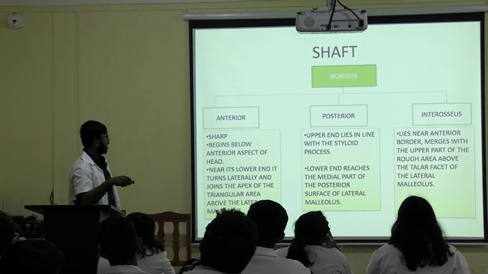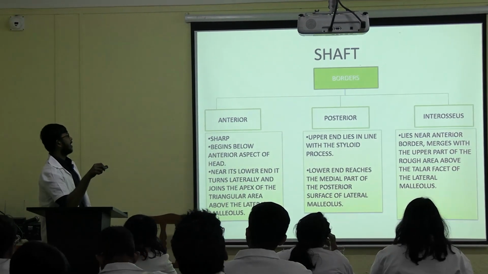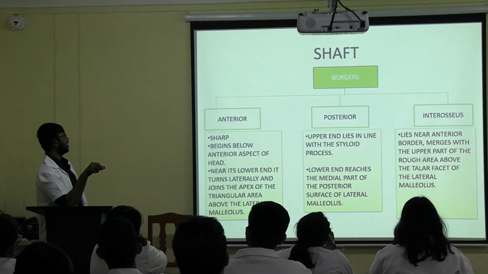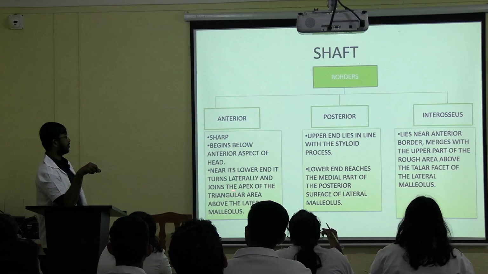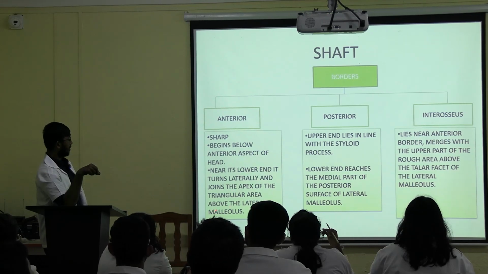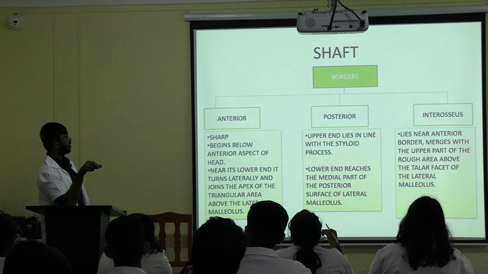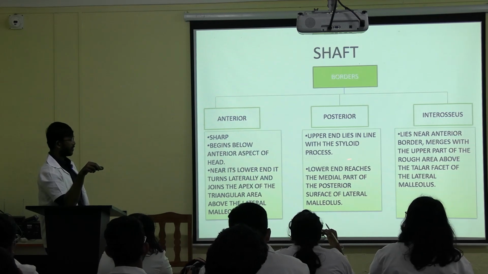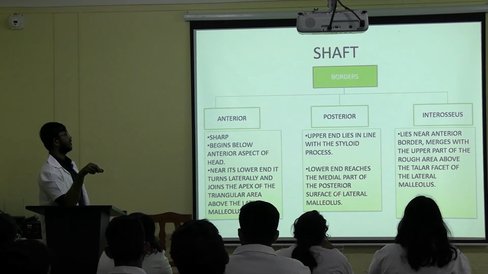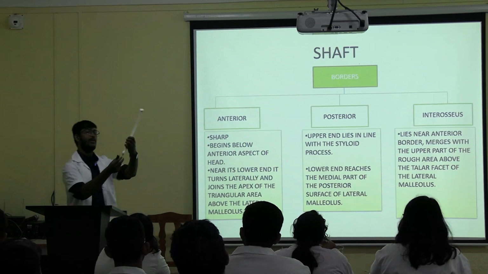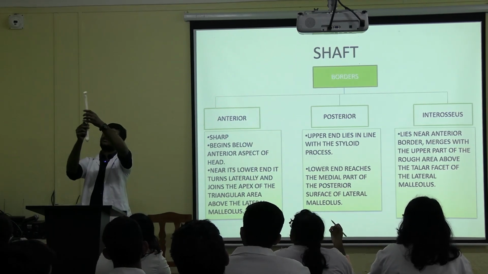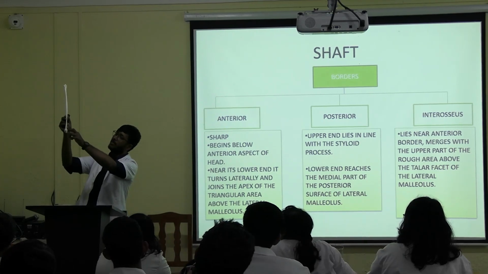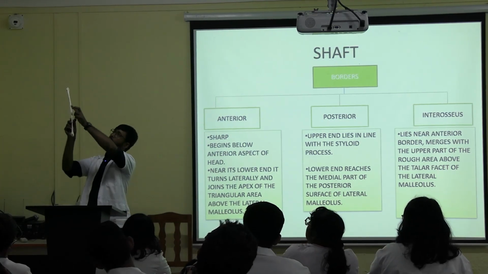Now coming to the borders, I have already described the borders. The anterior border is sharp and begins below the anterior aspect of the head. Near its lower end, it turns laterally and joins the apex of the triangular area above the lateral malleolus. So basically just above the lateral malleolus. The posterior border's upper end lies in line with the styloid process. The lower end reaches the medial part of the posterior surface of the lateral malleolus. So this is the lateral malleolus, and just behind it the posterior border ends. See, it is ending like this. This is the posterior border.